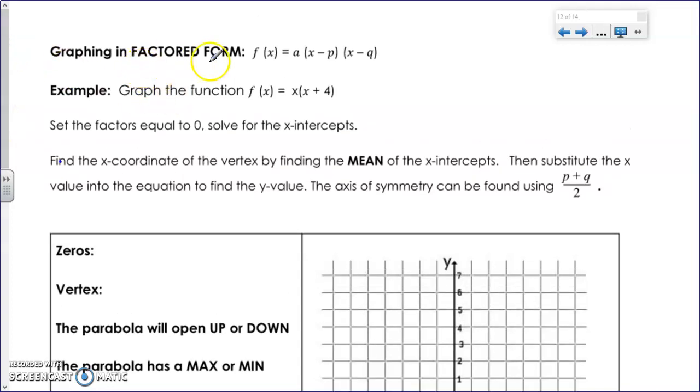Okay guys, we're going to go from factored form and graph in factored form. When you're in factored form or intercept form, this gives you your x-intercepts, your solutions, your roots, and your zeros. So you're going to set the factors equal to 0.